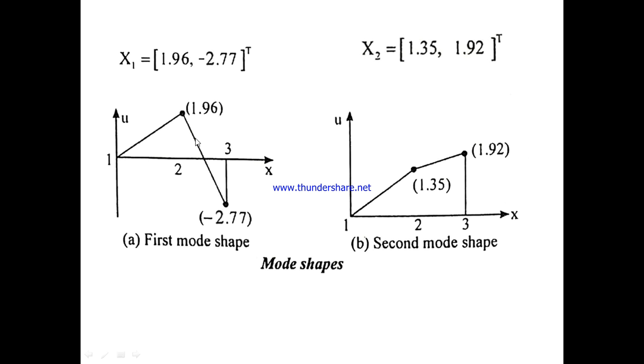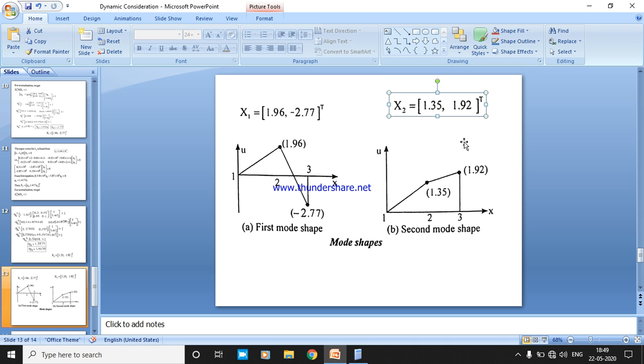So this is the diagram you can draw. These are the nodes, and this is the displacement, how much it is displaced. Here we have a linear curve. The same thing here: at node 2 we have 1.35 and at node 3 1.92, which is positive in the second mode. So in the first mode we have the ups and downs, in the second mode it is a linear line. By these mode shapes we can easily do the failure analysis.